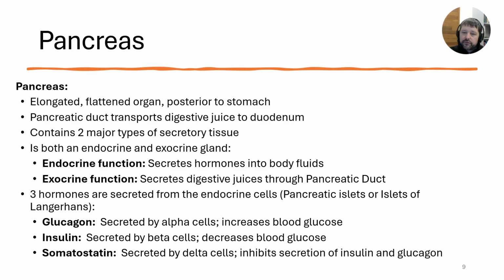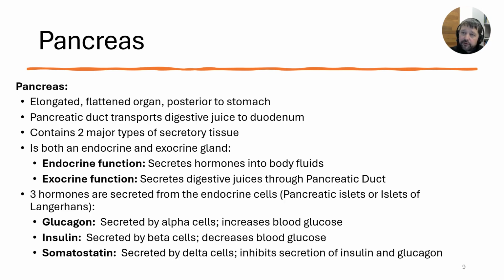Three main hormones that are associated with this. Okay, you have glucagon. Okay, and so glycogen is muscle glucose or muscle sugar. Glucagon is what's going to break that muscle glucose down and increase blood glucose. Okay, and that's secreted by a cell called the alpha cell.